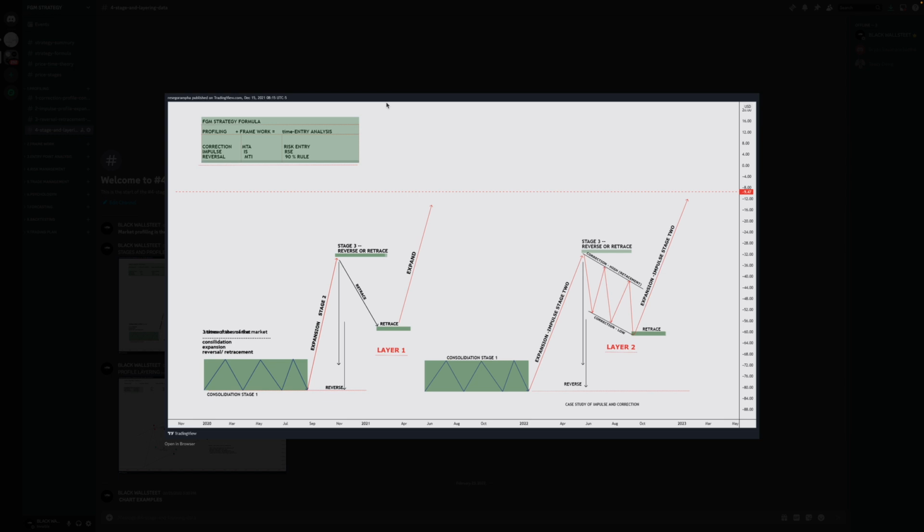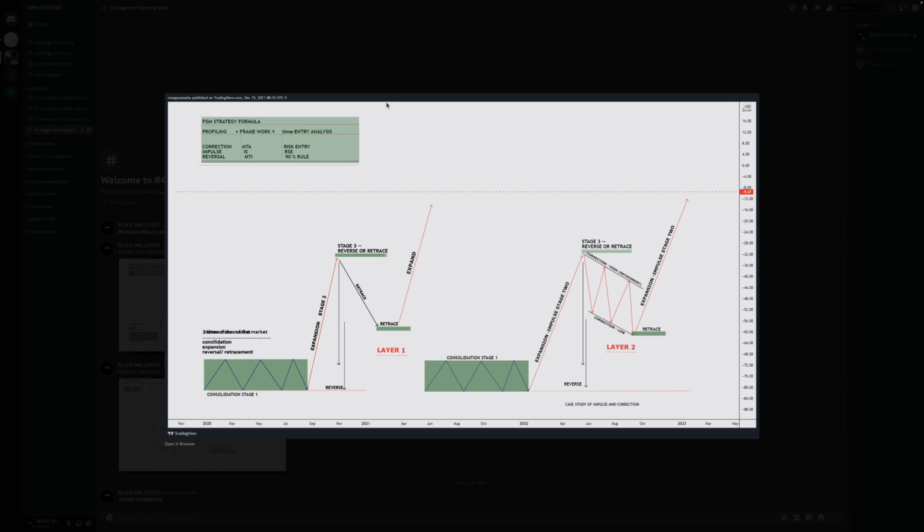And the last step in this formula is time entry analysis. So what are we talking about when we talk about time entry analysis? With Boom and Crash, I've tried to test it out in terms of time and price sessions, the New York session, the London session, the Asia session. I tried, but it's not making sense to me, right?